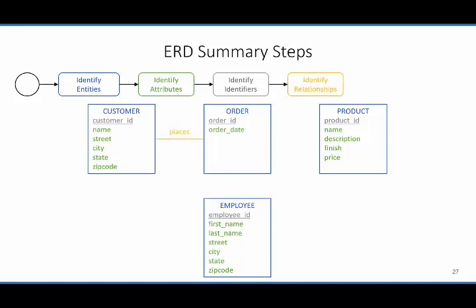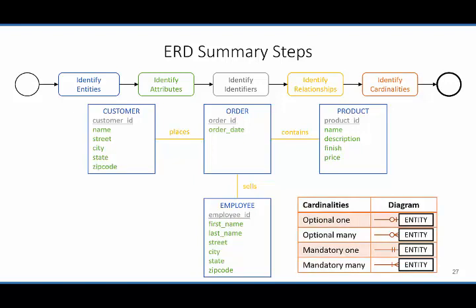The next step is to identify the relationships. So we know that a customer places an order, an order contains products, and an employee can sell an order. Finally, we're going to identify the cardinalities. Again, here's a reminder of the differences of the cardinalities.